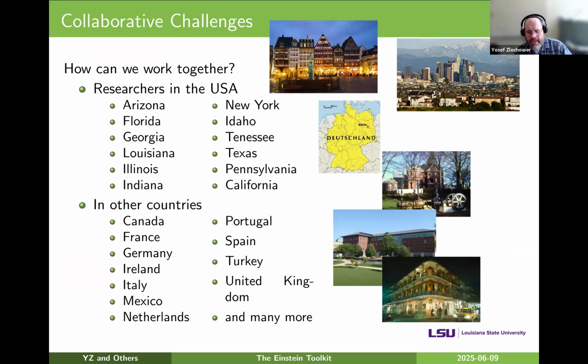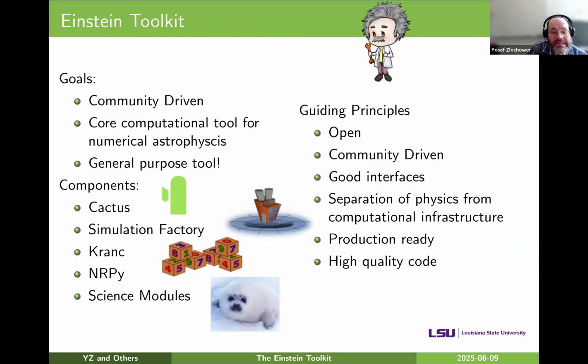This slide is just showing you where some of the collaborators who support and use the toolkit are located. This list is definitely incomplete because, as you saw on the other slide, there are actually 50 countries involved. So the collaboration itself is widespread.